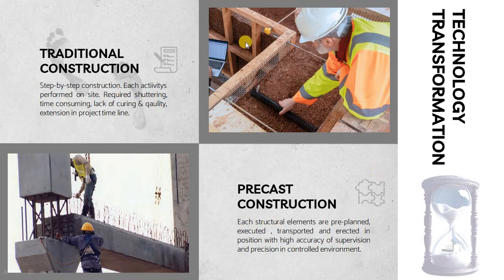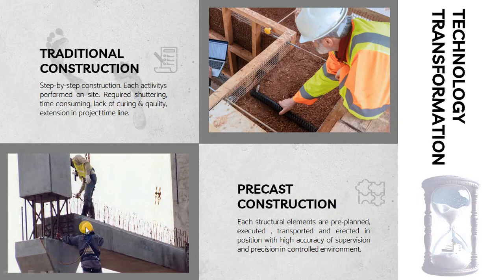Here you will see the best way of the difference between the traditional construction and precast construction. First we'll see the traditional construction, which is step-by-step construction, in which there is a use of formwork and that is leveled, and then the concrete work is done where higher accuracy is required, where there is a chance of lack of quality as well as curing as compared to precast construction. On the other side, in precast construction each structural element is pre-planned, executed, transported and erected in position with high accuracy of supervision and precision in a controlled environment.